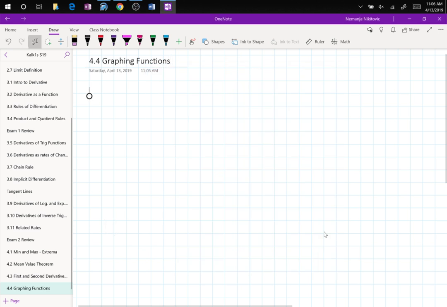Hello and welcome back to Calculus 1, section 4.4 on graphing functions. It's going to be a two-part lecture because there is lunch in between, right? So let's take a look at the shopping list of things, of calculations that we need to do to graph a function by hand.